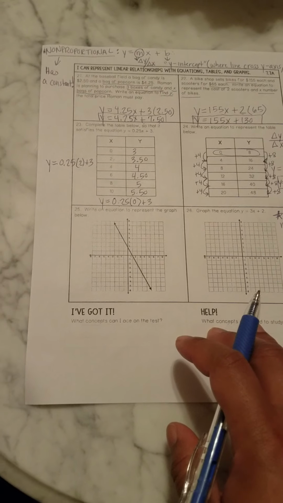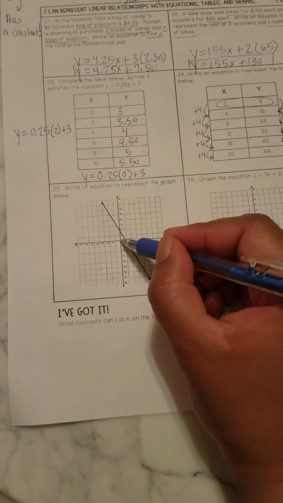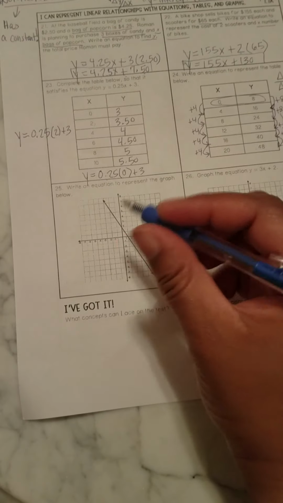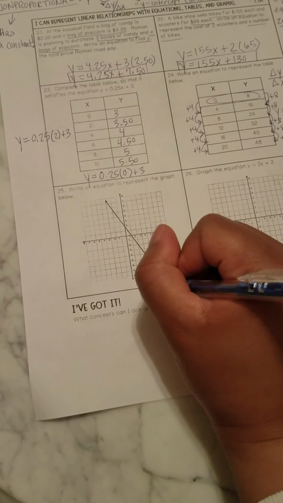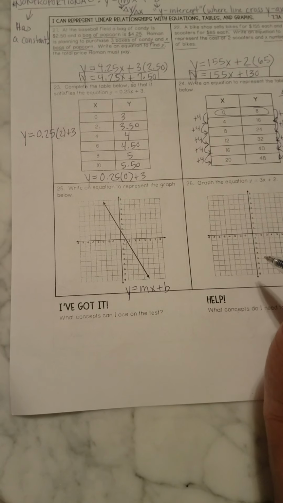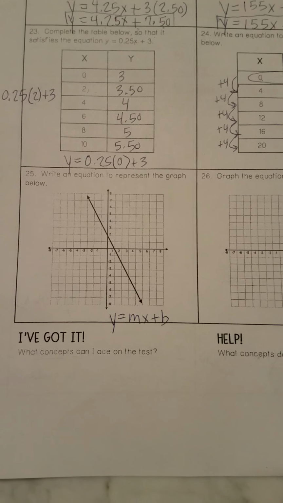Okay. This one says write an equation to represent the graph below. And what you do when you're given a graph already and you want an equation for a non-proportional relationship, and we know it's non-proportional because it does not go through the origin even though it's linear, so let me go ahead and write the y equals mx plus b, which is the equation I use for a non-proportional relationship. So what you do is you take 2 points that both cross or have an intersection.